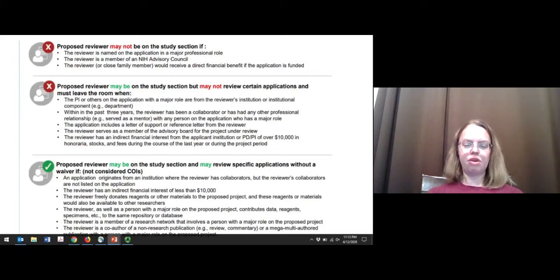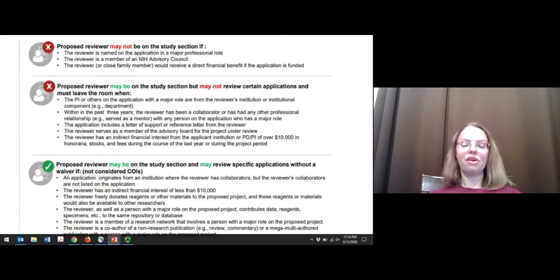And then the last part says that maybe you can review a few things. If you have collaborators at an institution, but it's not directly there, you can review. If you have an indirect financial interest of less than $10,000. If you freely donate reagents, as long as you give them to everybody, right? So you're not a specific collaborator. Same thing with data. Sometimes there are large research networks. That's okay if you're a member of a large research network.